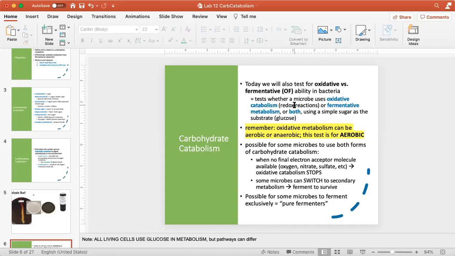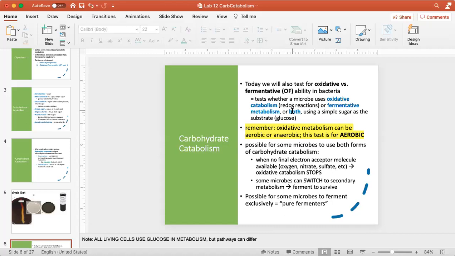Cellular respiration is a long series of oxidation reduction reactions. So that term oxidative is referring to cellular respiration. Some microbes will be oxidative. They will use glucose and cellular respiration to make ATP. Other microbes are fermentative. Some microbes are both. And in all cases, glucose is at the center of that.